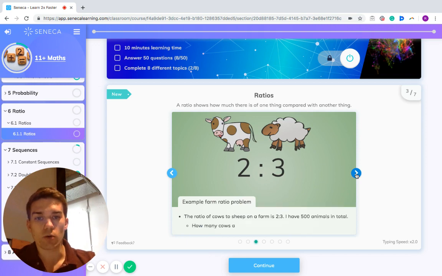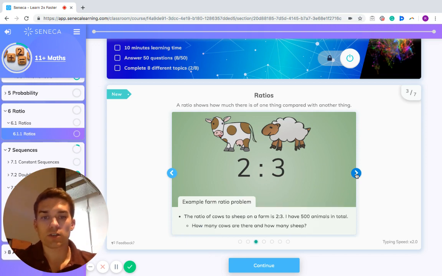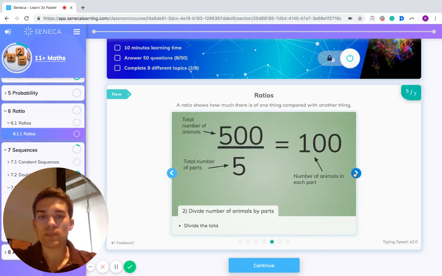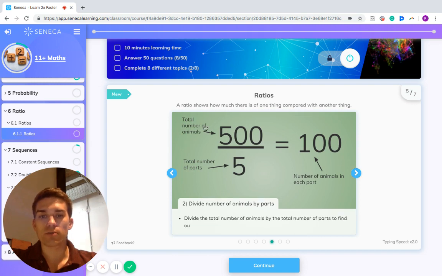So to look at a question that you might see for that: the ratio of cows to sheep in a farm is 2:3, and they have 500 animals in total. So how many cows are there and how many sheep are there? So the number of equal parts is 5. That's because we add the 2 and the 3. And there are 500 in total. So the total number of animals, 500.